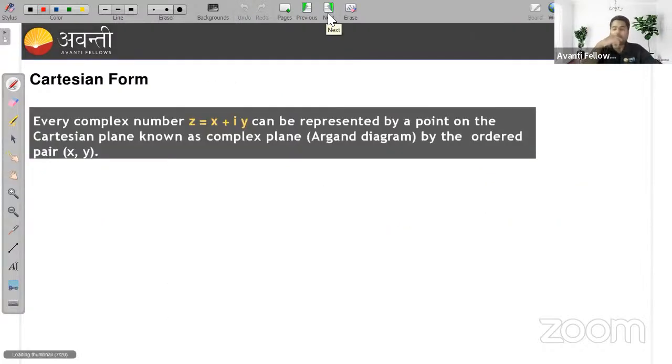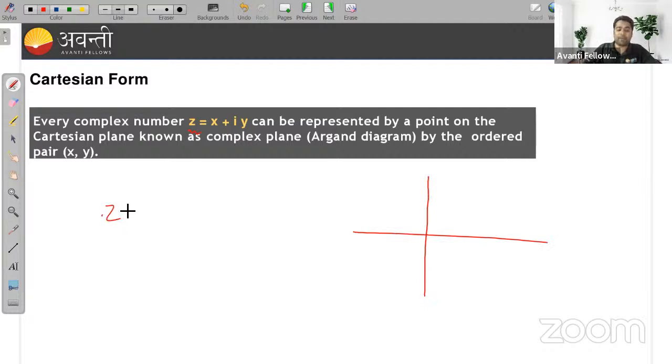Now, Cartesian form. What is Cartesian form? All of you know. Every complex number z, suppose I'm taking z equal to x plus iy, can be represented by a point on the Cartesian plane known as the complex plane. Similarly, we already discussed this. Any complex number x plus iy can be represented in the Cartesian plane, known as the complex plane, right?